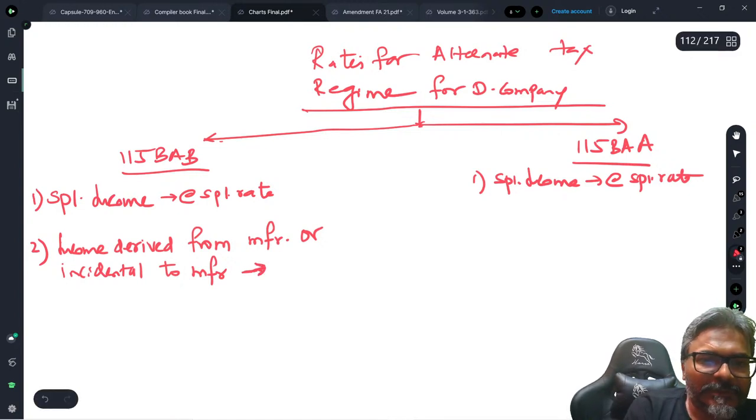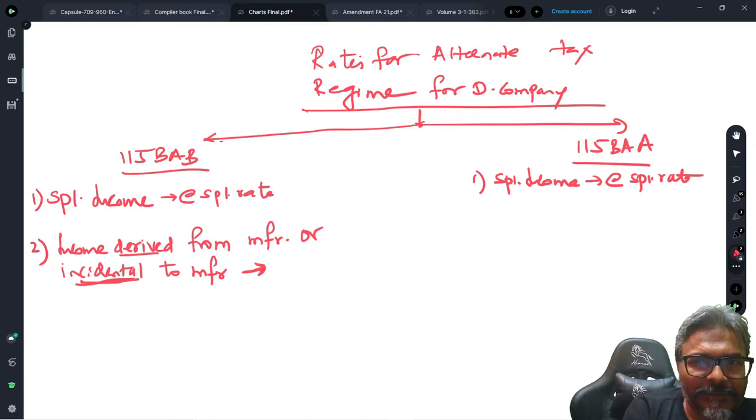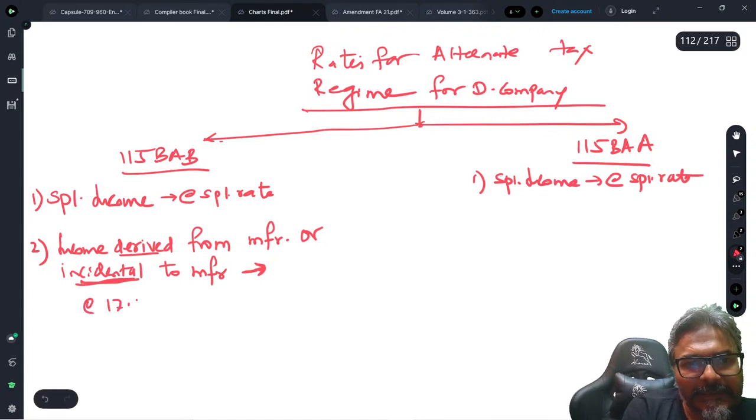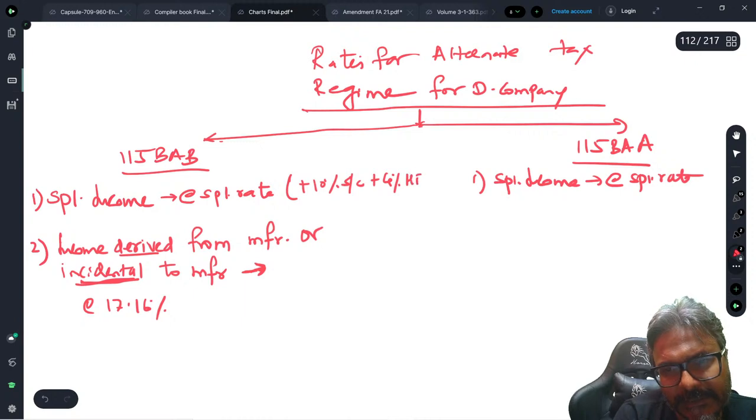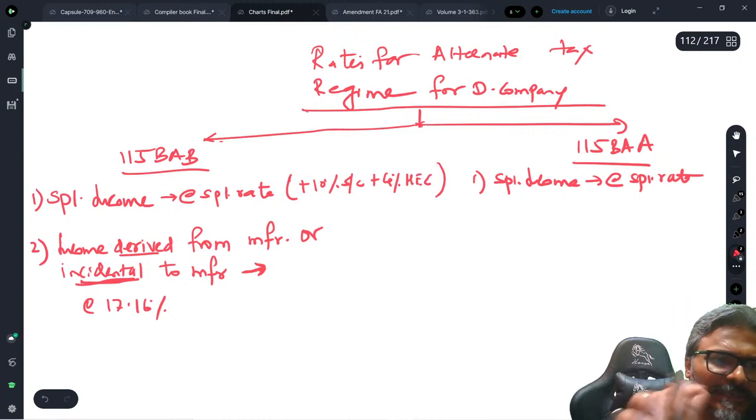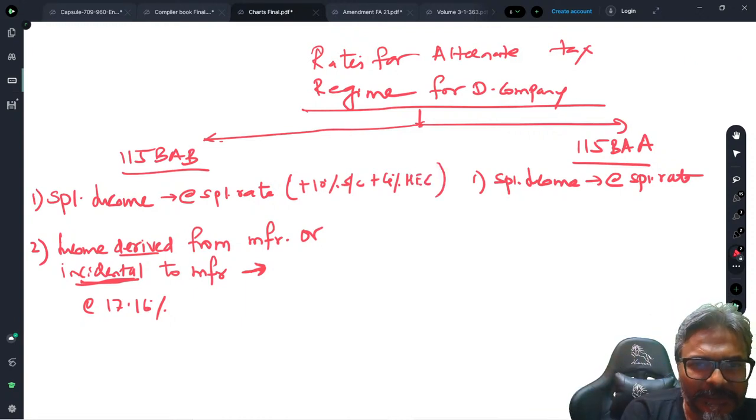So this income, students, derived from manufacturing or incidental to manufacturing, this income would be at 17.16%. Now here, students, plus 10% surcharge plus 4% HEC, because that loading is obvious, always has to be there.